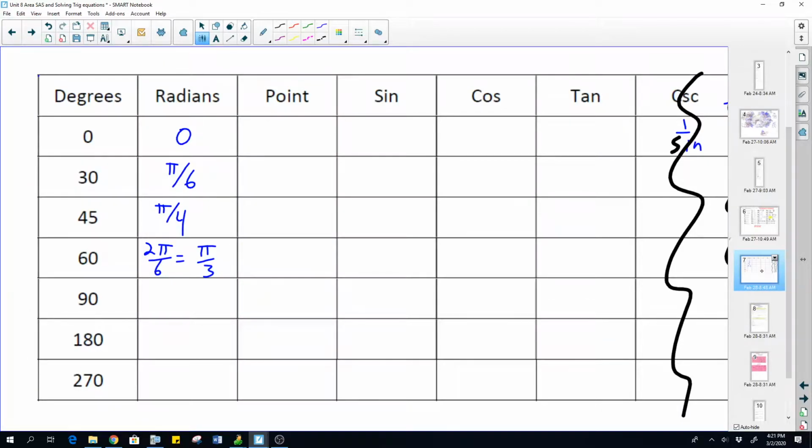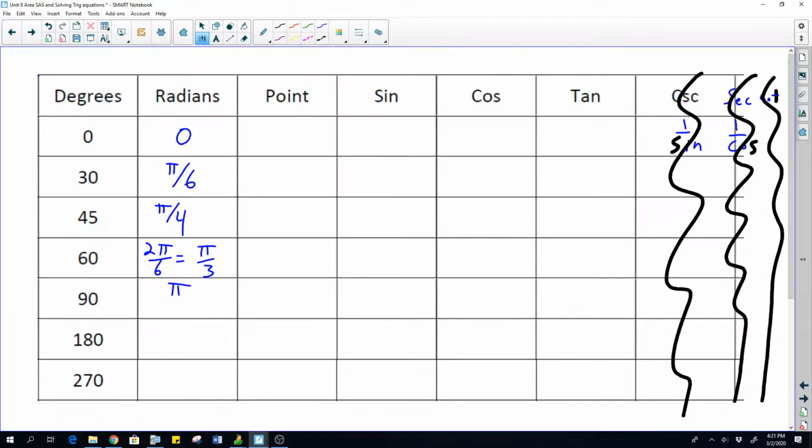So then 90 degrees, do you remember what it was? Good. Pi over 2. And then 180 was just pi radians. And then 1 pi over 2, 2 pi over 2, 3 pi over 2 for 270. Cool, there's our radians done.